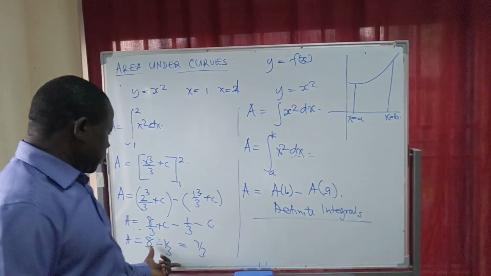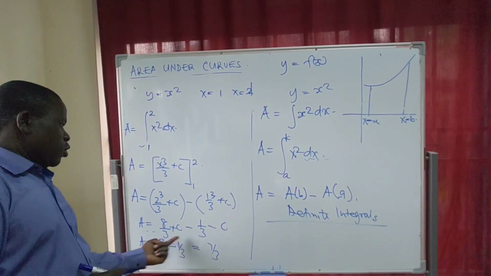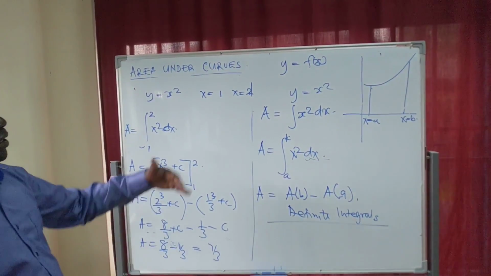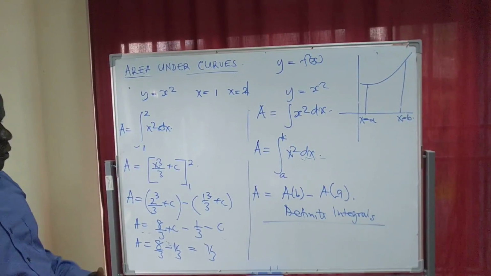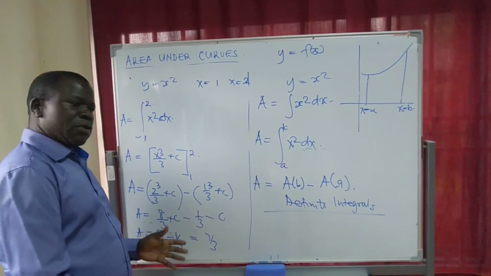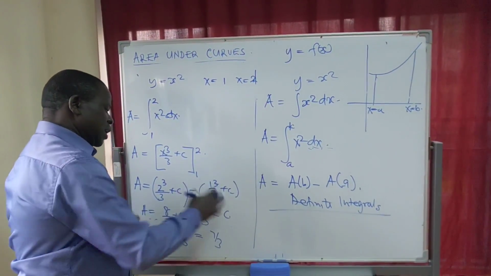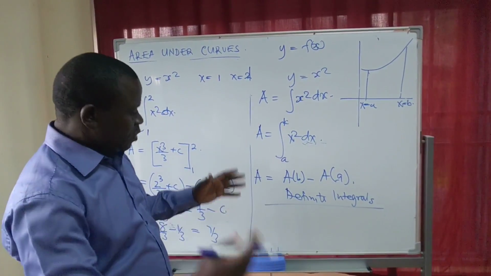So this is the answer to this integration. Now you look at the constant. So if you have integration which has limits, or a definite integral, you don't need to bother putting the constant, because at all times, when you substitute the limits, it will disappear or cancel.